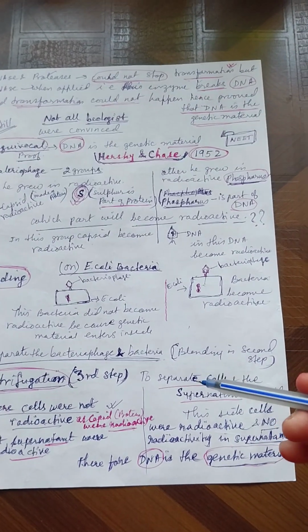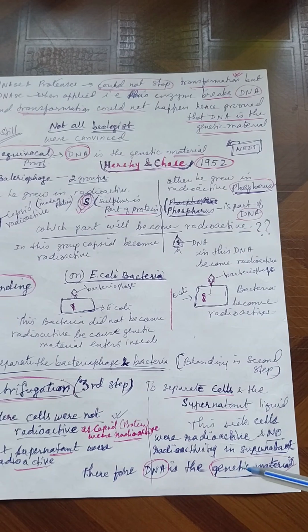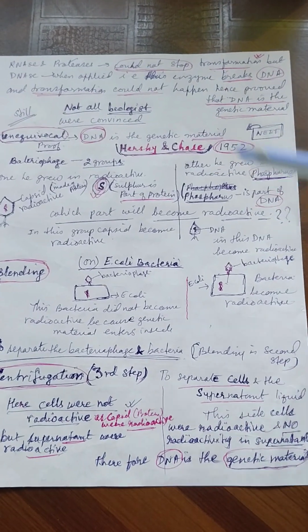Hence this experiment proved that the genetic material is DNA. Final proof was given by Hershey and Chase.